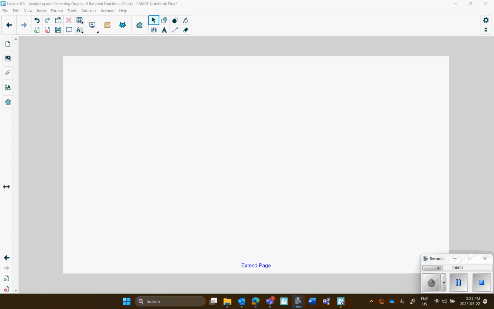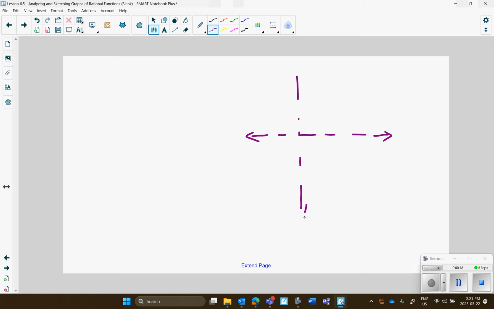I don't need you to write this down right now, but let's do a little review on rational functions. Remember, I have those things on the graph that look like this. What did we call those things? Asymptotes. Specifically, what's this one called? Horizontal. What's this one called? Vertical. Yep.